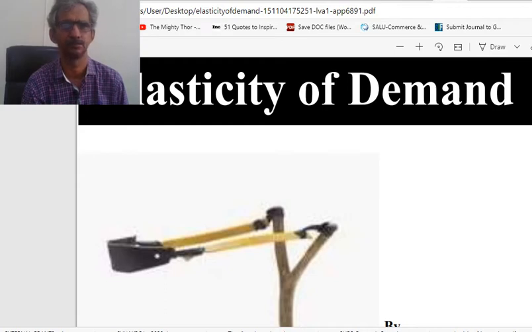Elasticity of demand. This is another lecture about the elasticity of demand. I've tried to explain the elasticity through the various lectures, so you can see from this picture, it's very much clear that elasticity means flexibility. When you push the rubber, how much it is elastic. When someone is applying force, different rubbers react differently.